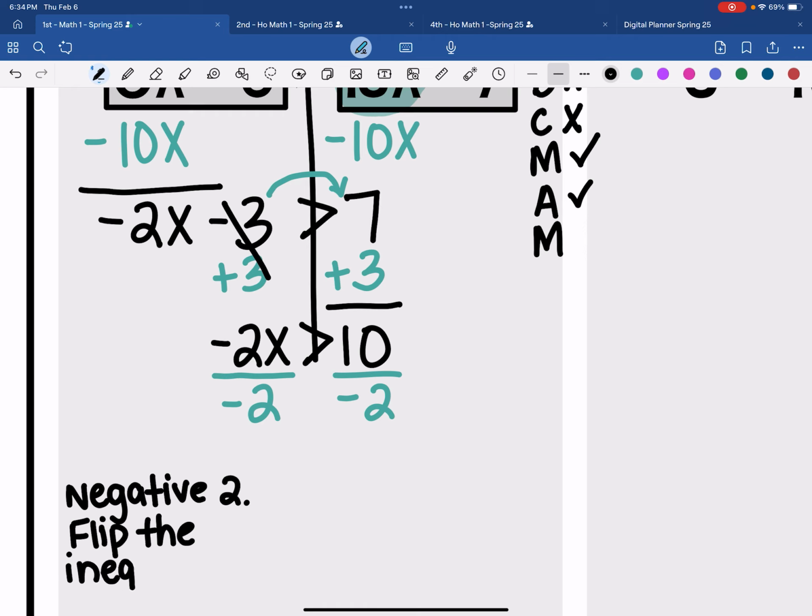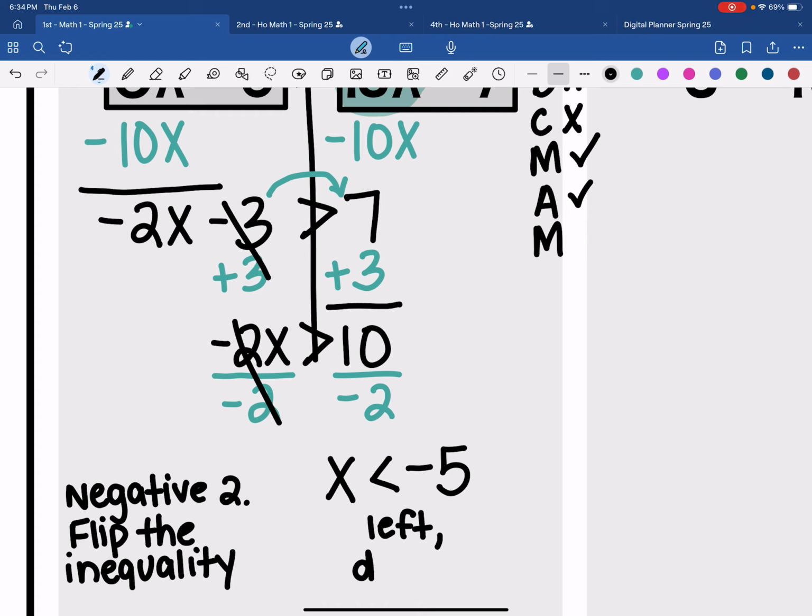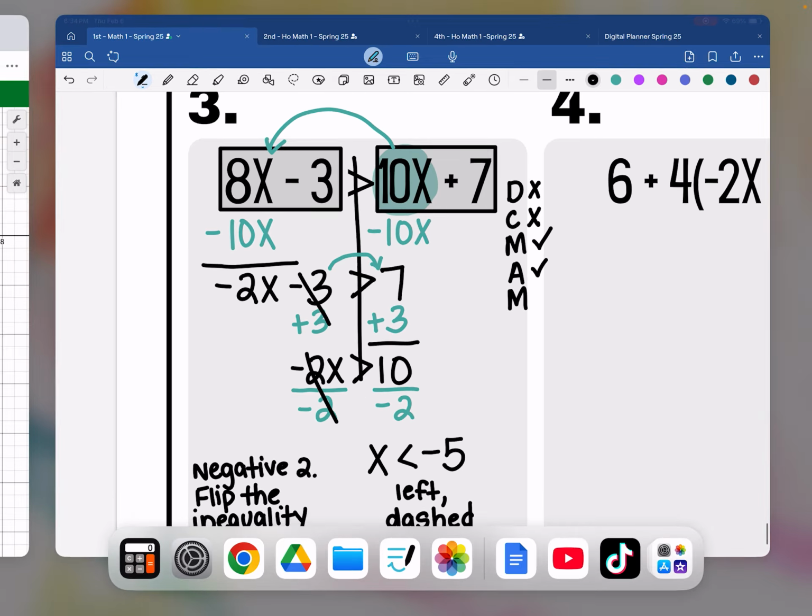So when I say flip my inequality, right now it's greater than. If we read it left to right, we're saying x is greater than negative 5, but we want to flip it, so it becomes less than. So x is less than negative 5. Now, if we graph this, since it's less than, we should see it shaded to the left, and there's no equal to, so it should be dashed. Okay? And we would know we flipped it right if that's what we saw on the graph itself.